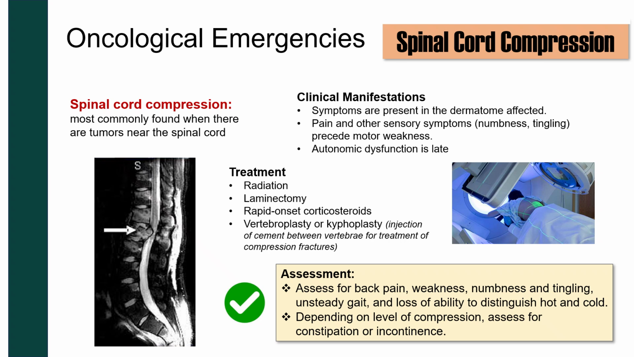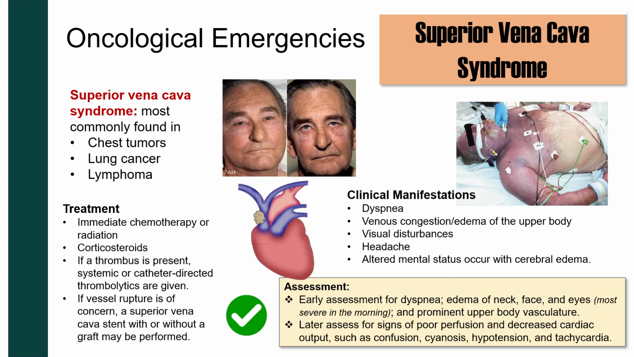and loss of sensation. So if they're not able to distinguish hot or cold, we know that that spinal cord is affected. And depending on the level of compression, the patient may have issues with bowel or bladder continence.